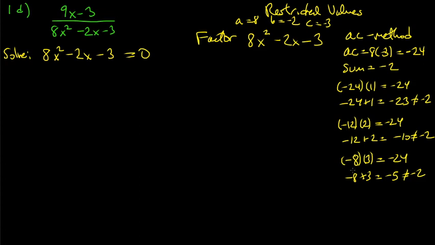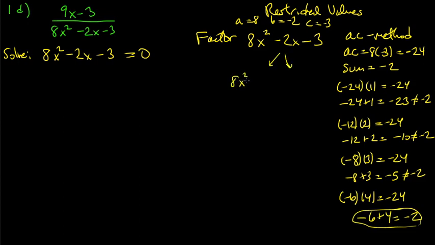Right. So the next one would be negative 6 times 4 is negative 24. And negative 6 plus 4 is indeed negative 2. Okay, so there's our match, right? So now we know we split up the middle term as negative 6x plus 4x, and then factor by grouping, right? Split it up.